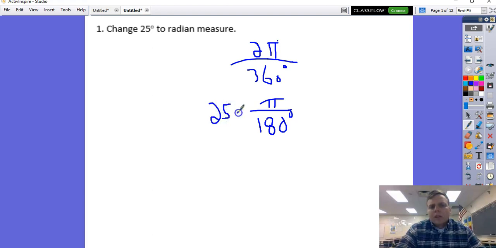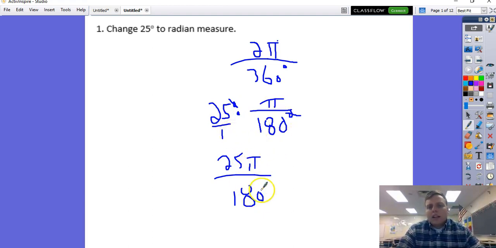So I multiply 25 by this. Well, the degrees cancel out, so you get 25 pi over 180. You should remember, when you're multiplying a whole number by a fraction, you can put that whole number over 1 and multiply top to top, bottom to bottom. 25 times pi is just 25 pi, and 1 times 180 is just 180.